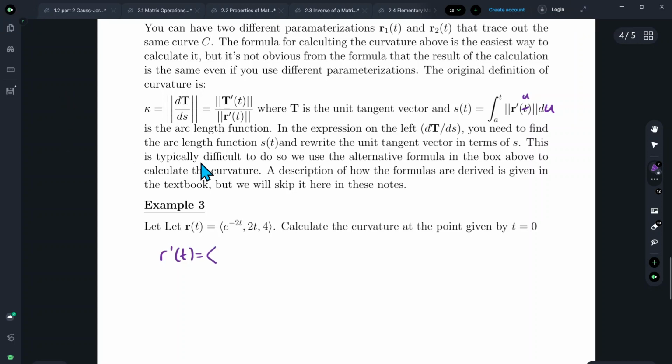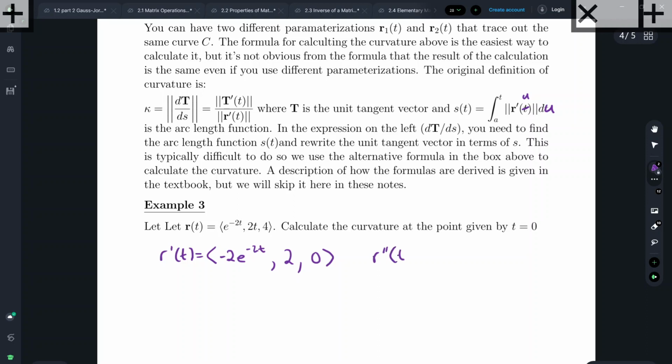So for the first derivative, here we use the chain rule. The -2 comes down, you get -2e to the minus 2t, and then the derivative of 2t is just 2, and then the derivative of a constant is 0. Okay, so that's the first derivative.